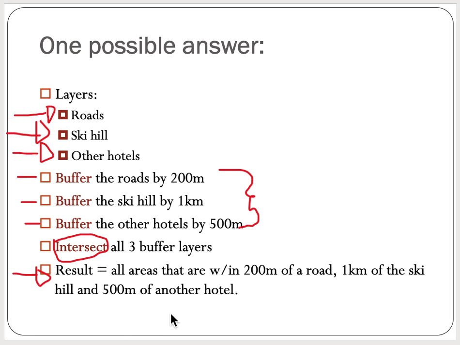So for our lab course, you will be finding the best site for a hospital in a specific area, and you will be using buffering and intersect just like this example here.